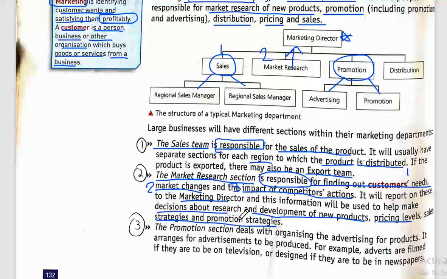The third section is the promotion section. It deals with organizing advertisements for the product itself. These are like the creative team in this marketing department, and they are responsible for doing advertisements for the products being offered by the business. It arranges advertisements, and they also do the videos, the posters, and so on.